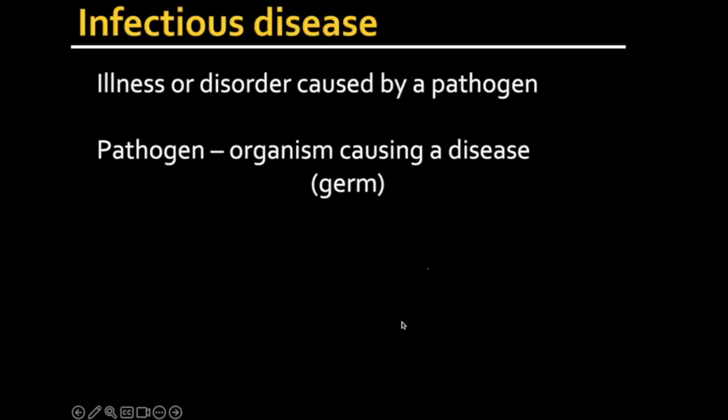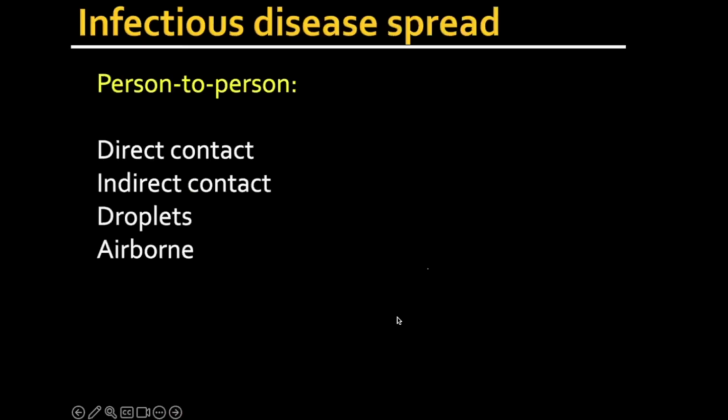All right, what's an infectious disease? This is an illness or disorder caused by a pathogen. And what is a pathogen? It's basically a germ, some kind of organism that causes a disease in the categories that we just talked about. How do we spread infectious diseases? You probably remember all of this: direct contact, indirect contact, droplets, or it's airborne.